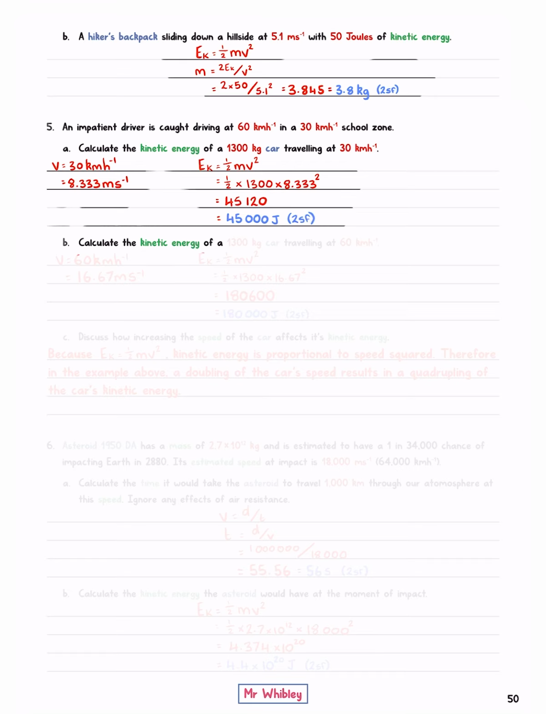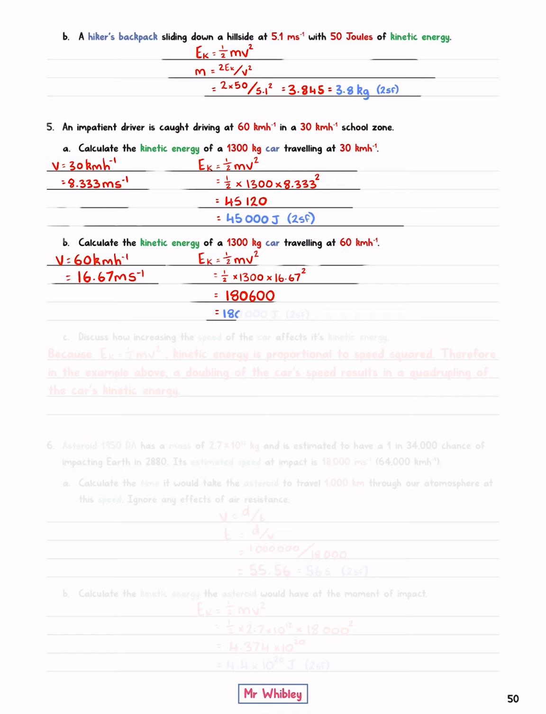Calculate the kinetic energy of a 1300 kilogram car traveling at 60 kilometers per hour. Once again, we can convert our kilometers per hour to meters per second by dividing by 3.6, which gives me 16.67 meters per second. Once again, using our kinetic energy equation and putting our numbers in, gives me 180,600 or 180,000 joules to two significant figures. Discuss how increasing the speed of the car affects its kinetic energy.